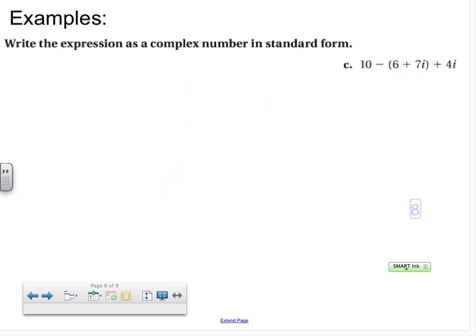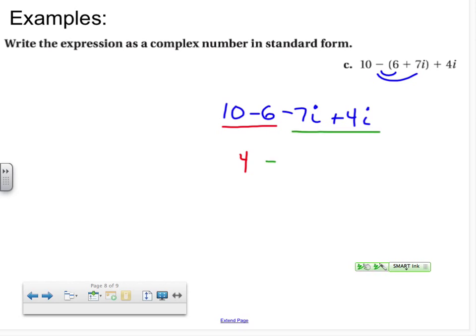All right, one final example. Combine like terms. Write in standard form. Try it before I go through it. So let's start. We'll distribute our negative. We have 10 minus 6 minus 7i plus 4i. And let's go ahead and combine like terms. 10 minus 6, that's 4. -7i plus 3i is minus 3i. So in standard form, we have 4 minus 3i.